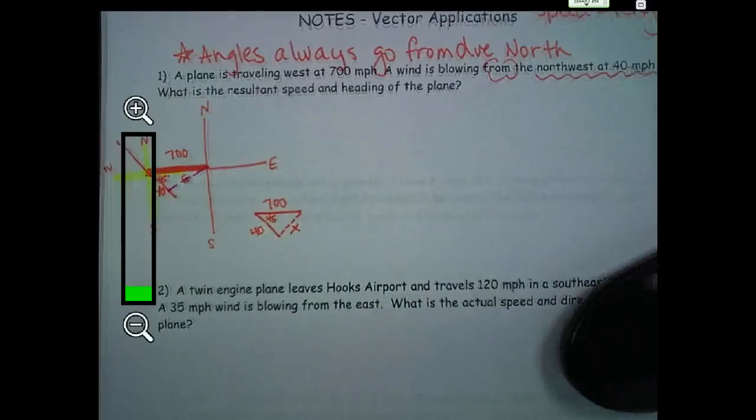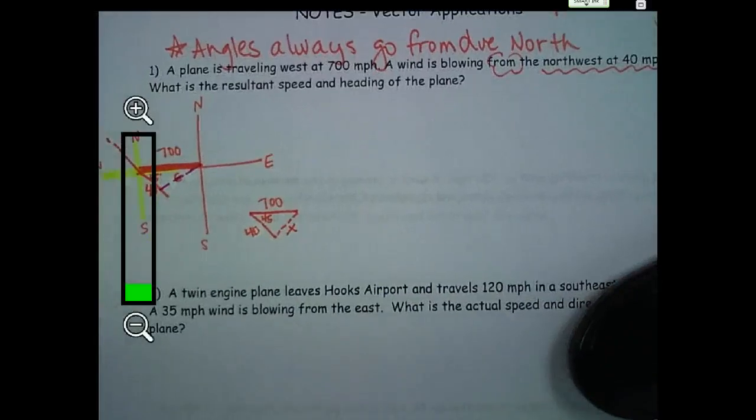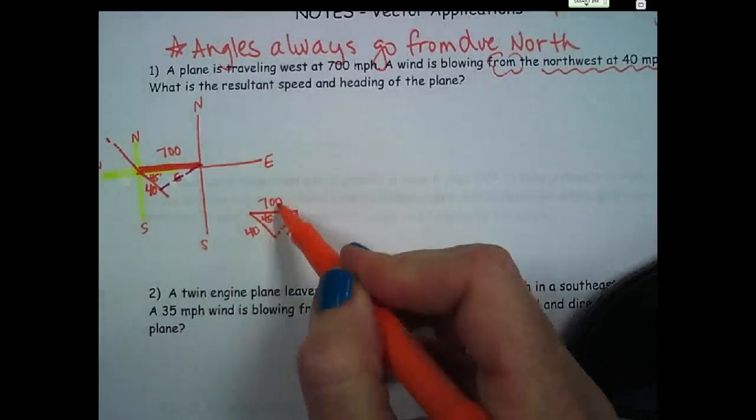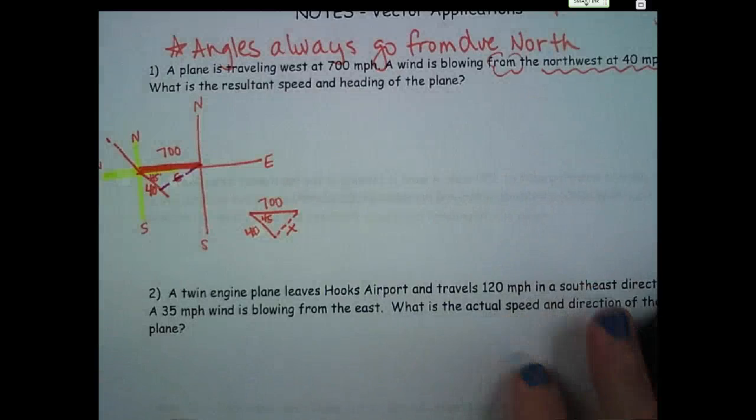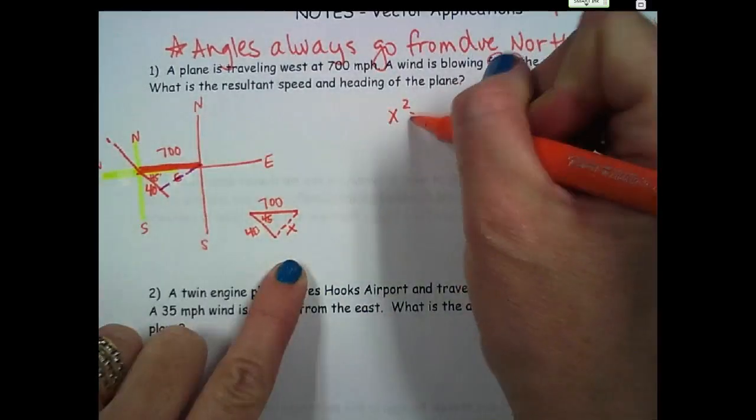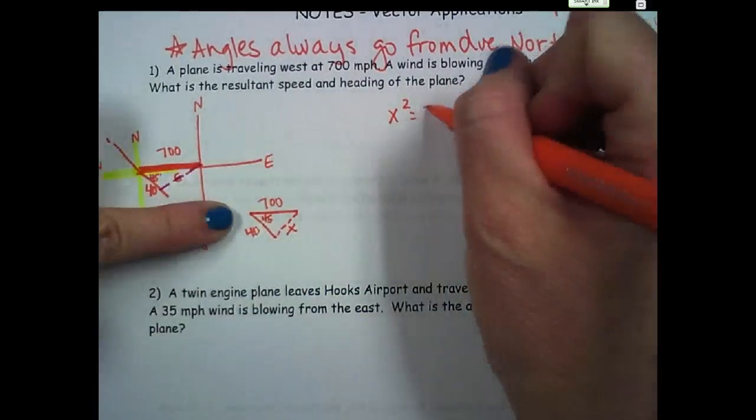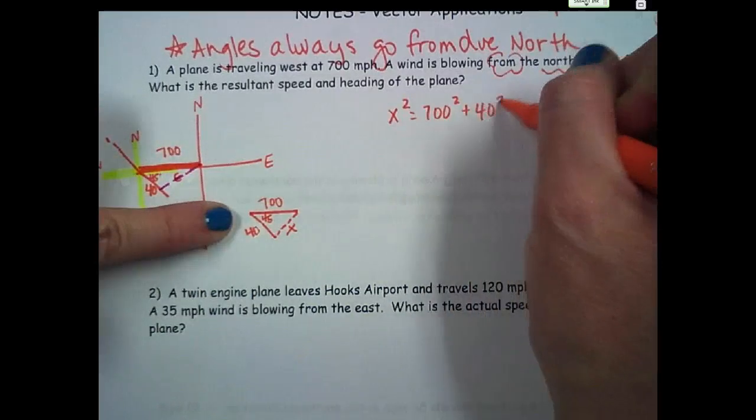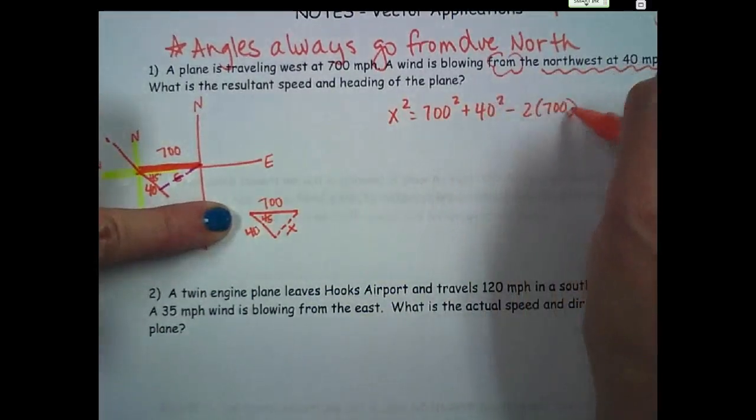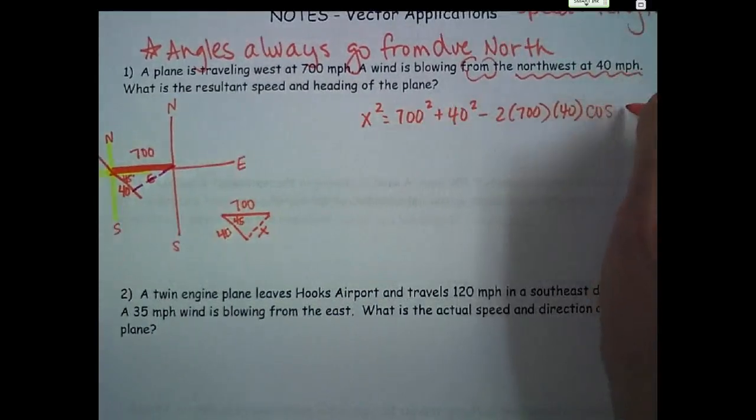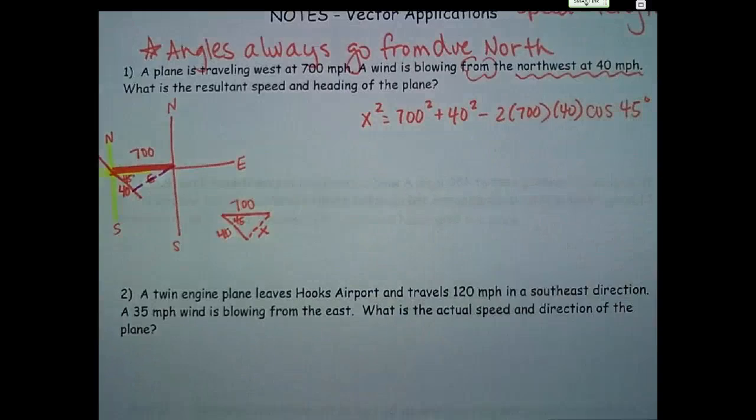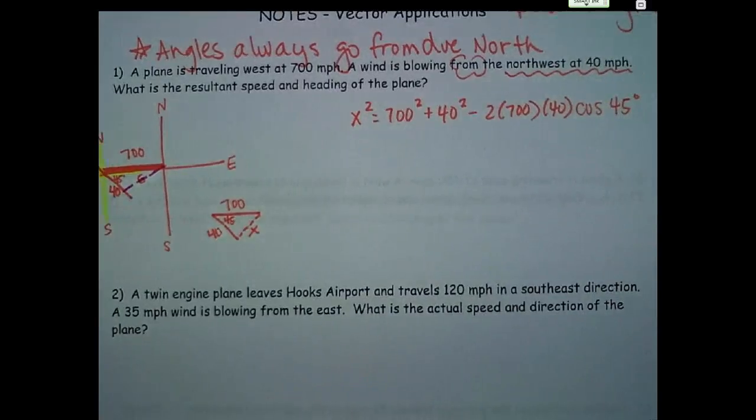Now, using the information that we studied from the problem I just did before, can I find X? If I've got a side, an angle, and a side, can I find X? Absolutely. Okay, so to find X, we know that X squared equals, when we take the two sides, 700 squared plus your 40 squared, minus 2 times 700 times 40, and then cosine of your 45 degrees. So in your calculator, find me X. Find me how fast the airplane is going. The wind either slowed it down or sped it up. You've got to make that decision.